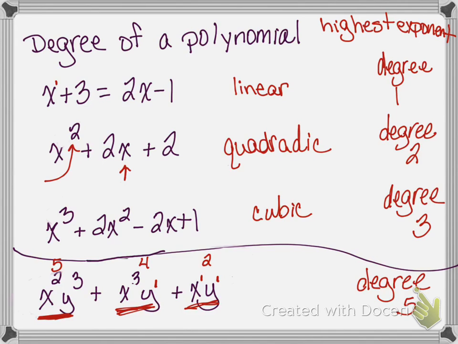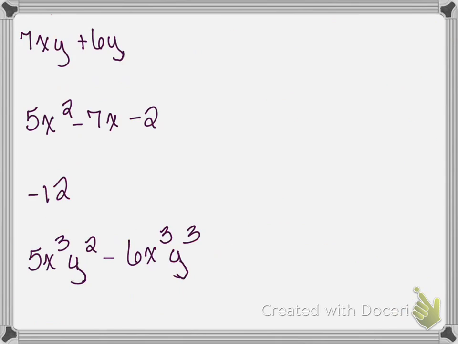Okay? Students typically do okay with the ones that just have one variable. It's when we bring in 2 variables that students get a little bit more confused. Okay? So let's try some of these. I have 7xy and 6y. This is a binomial because I have 2 terms.